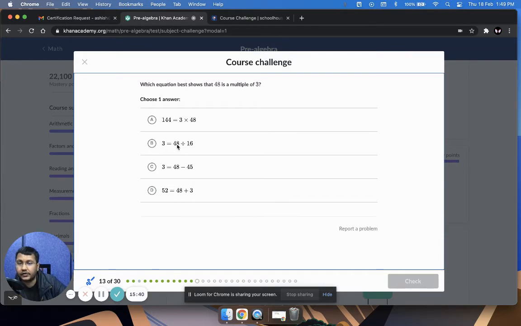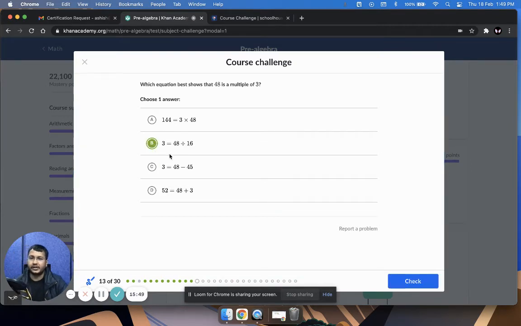3 is what you get if you divide 48 by 16. This means 3 is a factor of 48, and this means 48 is a multiple of 3. So with that logic, I think option B makes sense. C is a subtraction one, D is an addition one, so that's not what we're looking for.